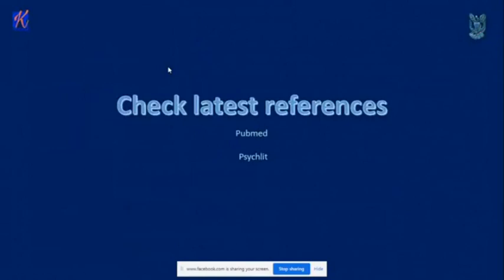A very important point is to check the latest references. In today's time, salivary biosciences is expanding like anything. If you are not updated about what is going on, then you might land up with a study which has already been published or already been done. So it's always good to check the latest research updates from well-known sites like PubMed and others.